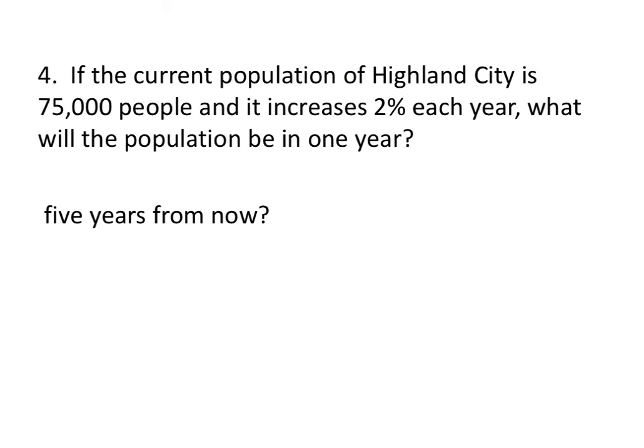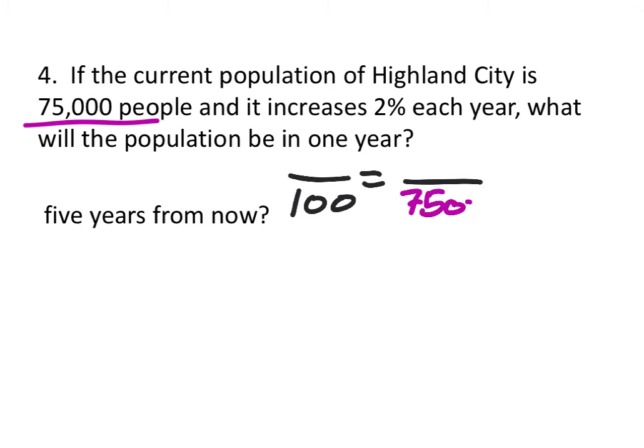If the current population of Highland City is 75,000 people, and it increases 2% each year, what will the population be in 1 year and also 5 years from now? So we'll combine the two methods in this one. I'm going to use the percent proportion on this one first, and I'm going to keep doing this method where we find the change in the beginning rather than the end. And this one, the 75,000 people, that's all of Highland City. That's the total amount of people. So that's going to go into the denominator of the second fraction.